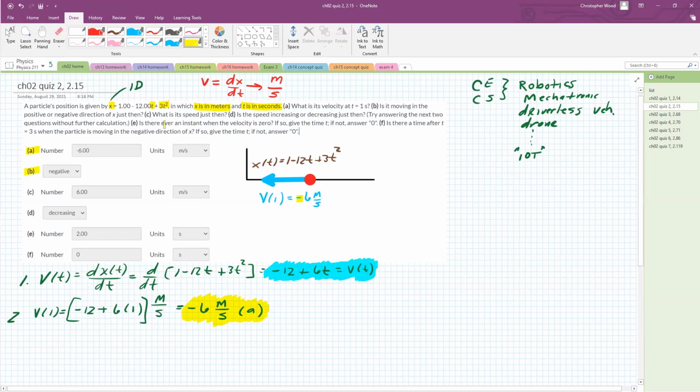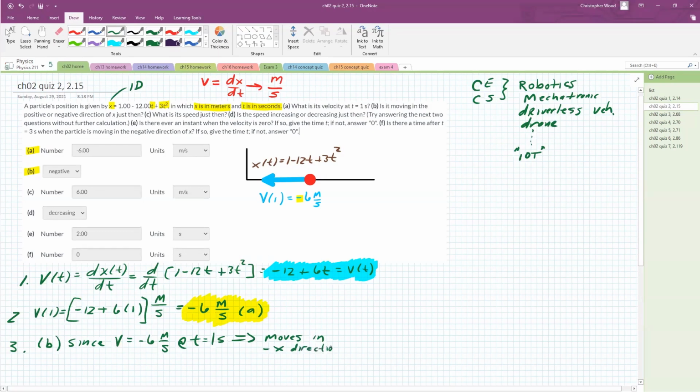Part C says, what's the speed? Here's some kinematics trivia. Actually, for number 3, for part B, I should say, since V equals -6 meters per second at t equals 1 second, the particle moves in the minus x direction. And I showed that. I gave a good visual of that. So here's a visual showing that. And then I just gave a little comment here too.